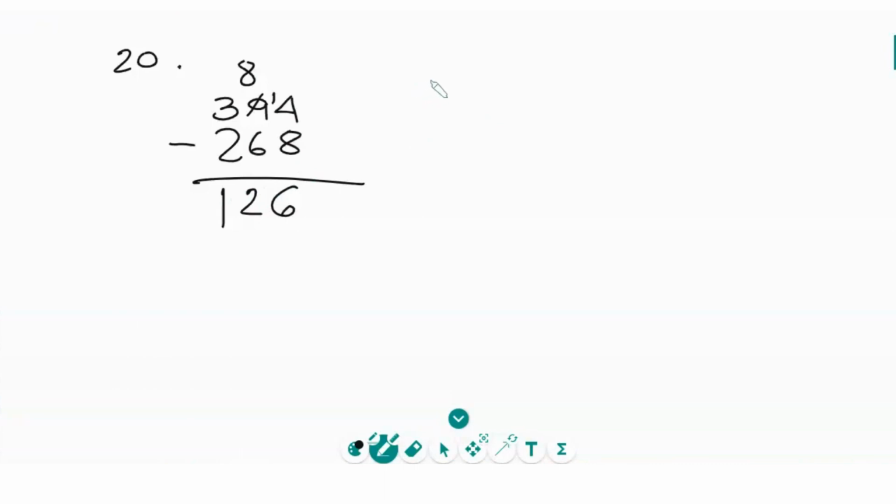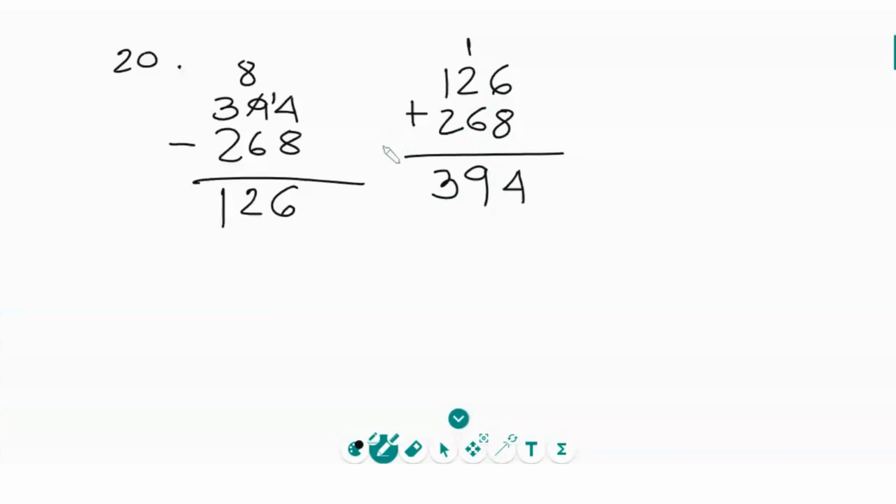So checking our answer, we have 126 plus 268. Okay, so 8 plus 6, that will give us 14, carry over 1. And 6 plus 2 is 8, 8 plus 1 is 9, 2 plus 1 is 3. So this one here again confirms that our answer is correct. That is 126.